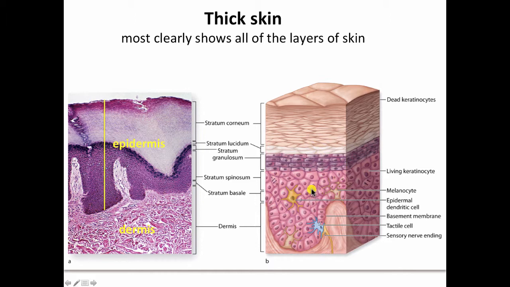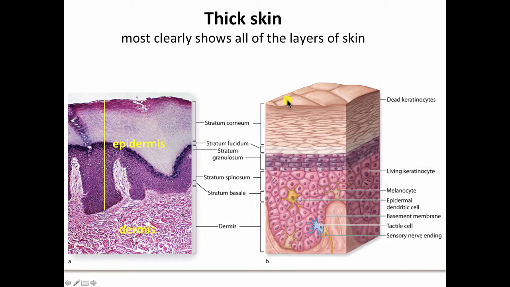As these cells are also moving up in the layer of the stratum spinosum, they start to destroy all of their intracellular organelles, and the plasma membrane around the cells becomes thickened. Finally, by the time these cells reach the stratum lucidum initially, and then the stratum corneum, they are just bags of keratin with thickened plasma membranes.